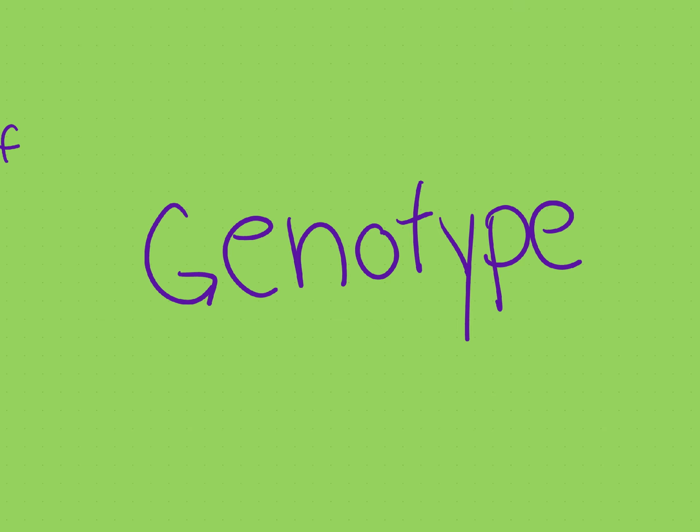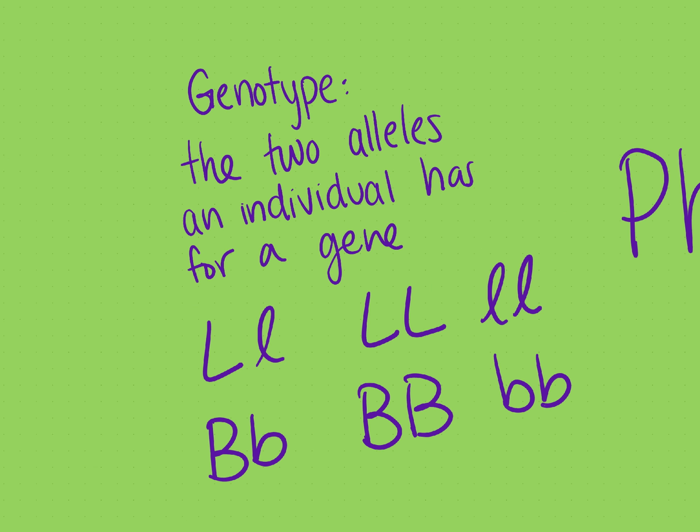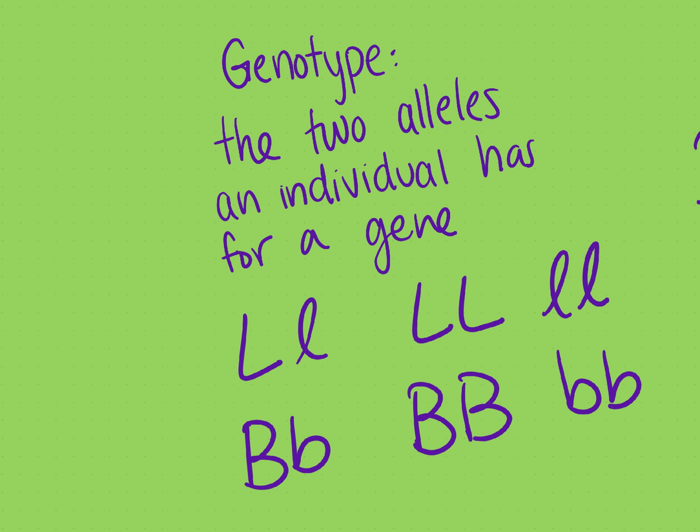Second word is genotype. What is a genotype? A genotype is the 2 alleles that an individual has. So if you got big L, little l, that would be your genotype. If you got little l, that would be your genotype.